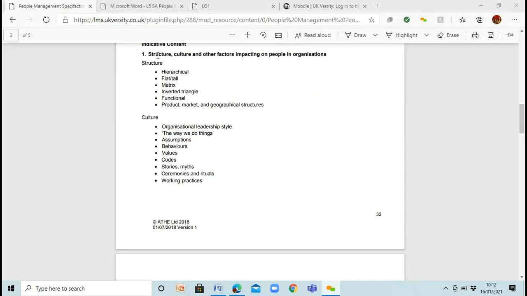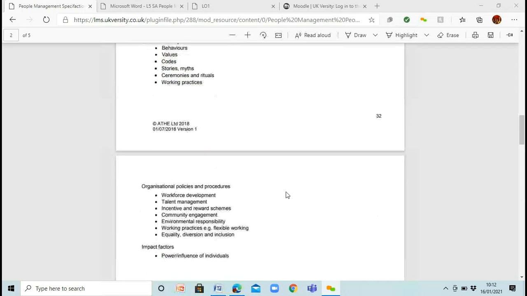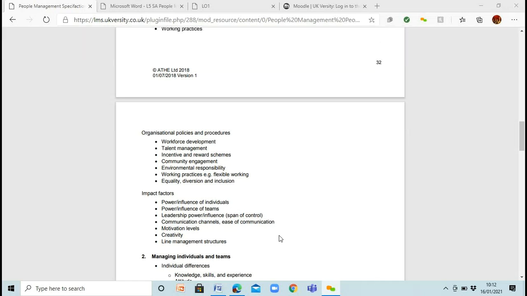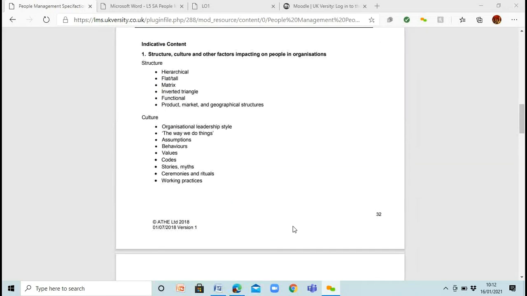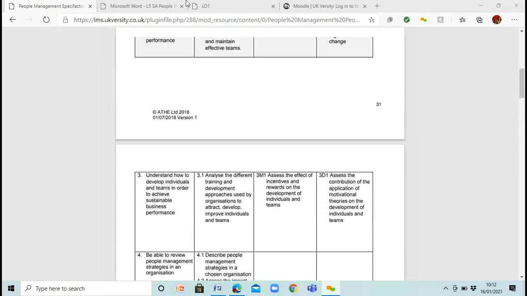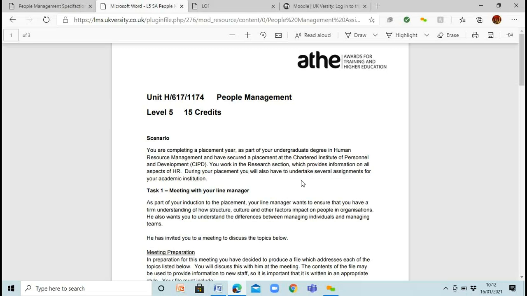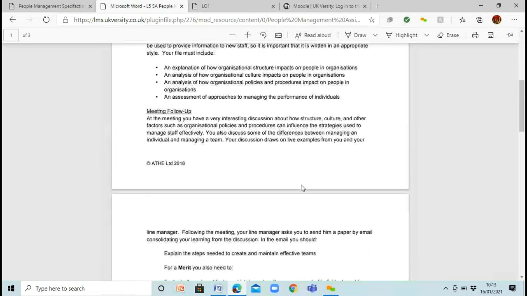So here it shows Learning Outcome 1, structure, culture, and other factors impacting on people and organizations. And if you can see, there's a section on structure, a section on culture, a section on organizational policies and procedures, and a section on factors that impact due to policies and procedures. Now, this actually gives you an idea of what needs to be included within your assignment, so it's always good to refer to. We also have an assignment brief, which we will discuss on assignment day, but this is the other working document that we look at.